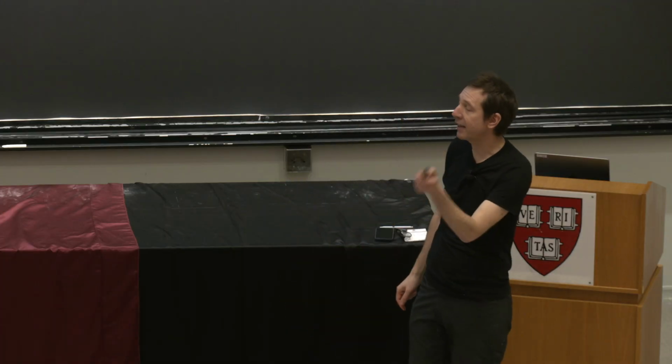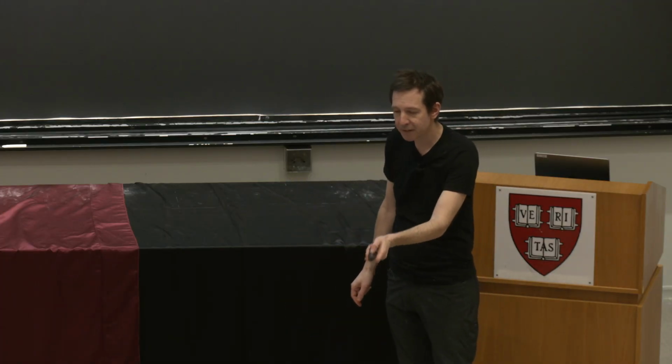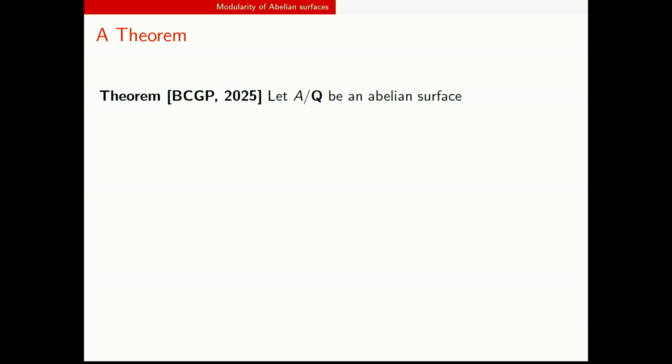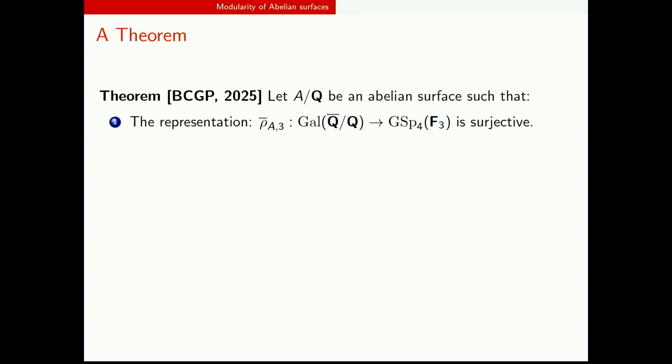But I want to talk, in fact, about a new theorem. So let's take an abelian surface. Again, in any kind of Taylor-Wiles type of situation, you have to have some big image assumption. So let's suppose that the mod 3 representation on the 3-torsion points is as big as possible.